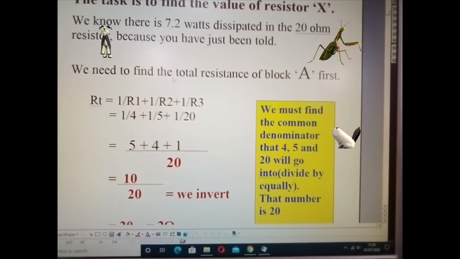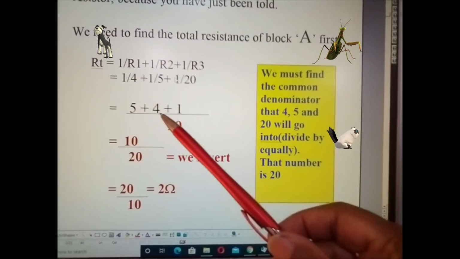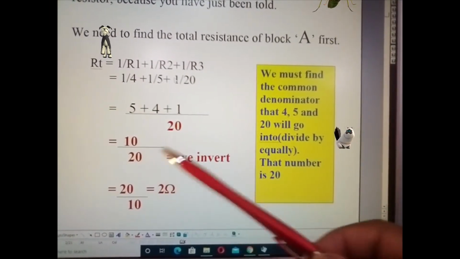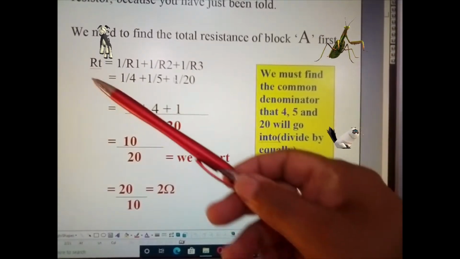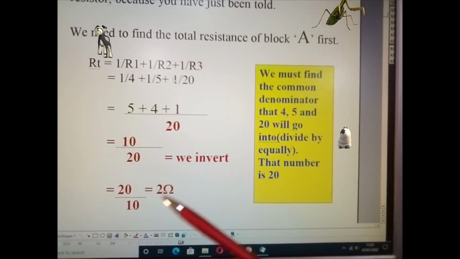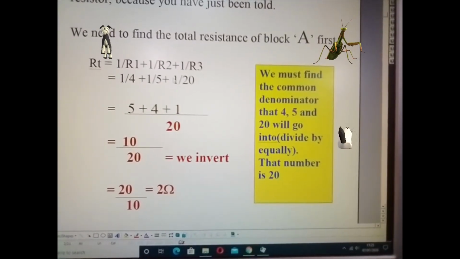Now we have 5 plus 4, 9 plus 1 is 10, 10 over 20. We need to invert here because we inverted at the start. So we must invert here. So when we invert that, we get 20 over 10 equals 2 ohms.